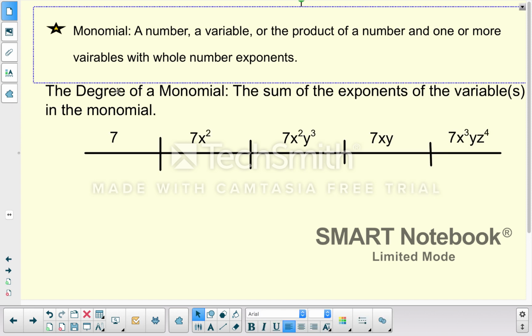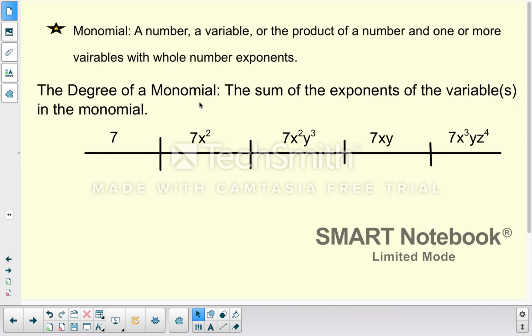The next term I want to show you is the degree of a monomial. So all that means it's the sum of the exponents of the variables in the monomial. And that's a lot, but really this is not that complicated once we see these examples. If I look at 7 here, what is the sum of the exponents of the variables?